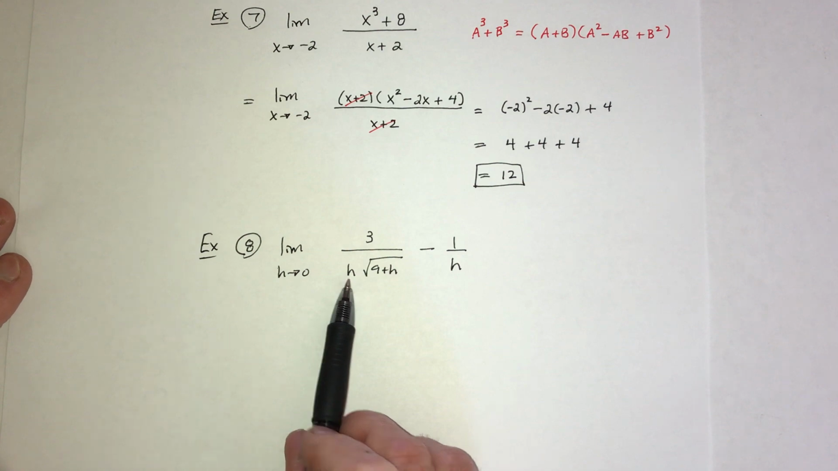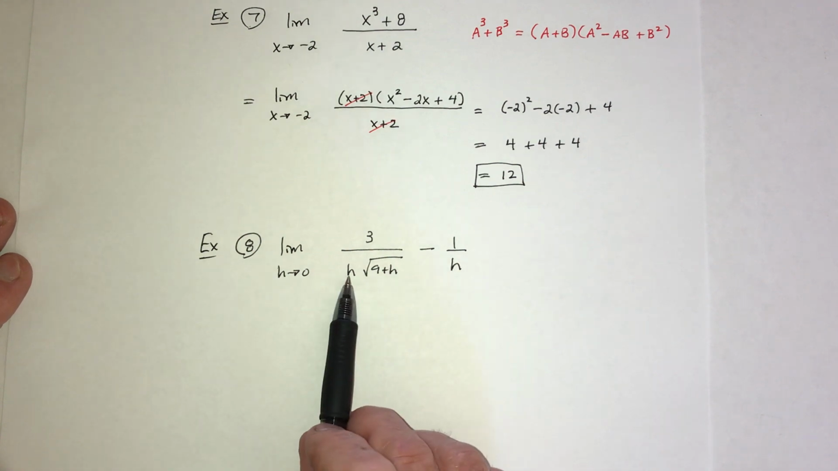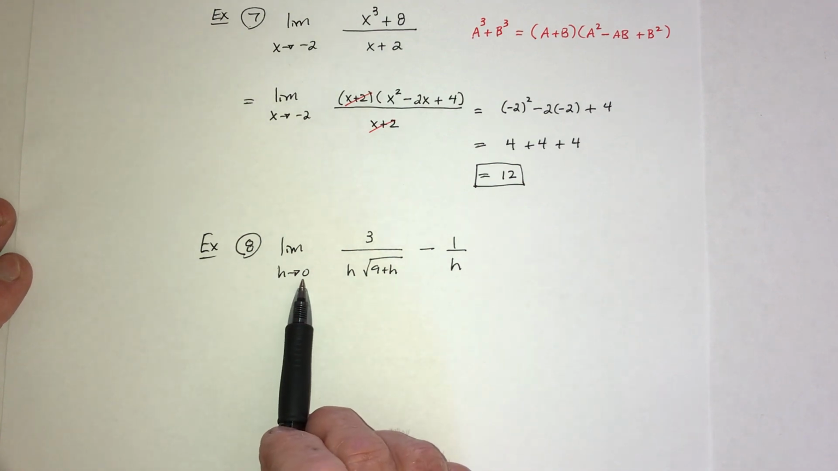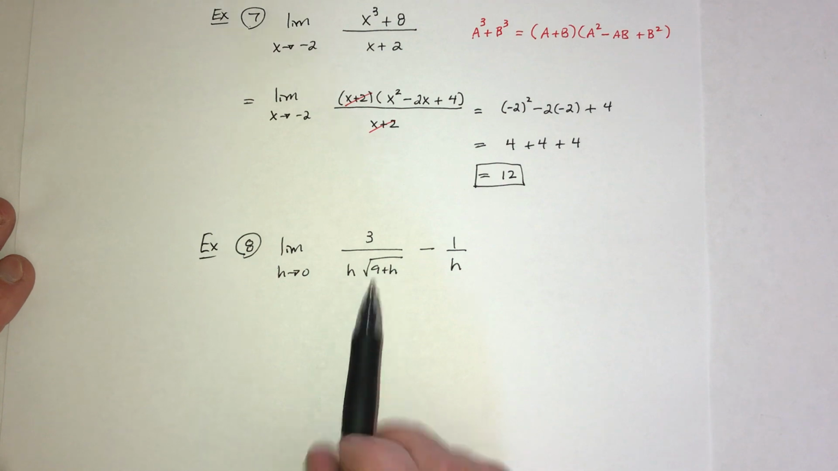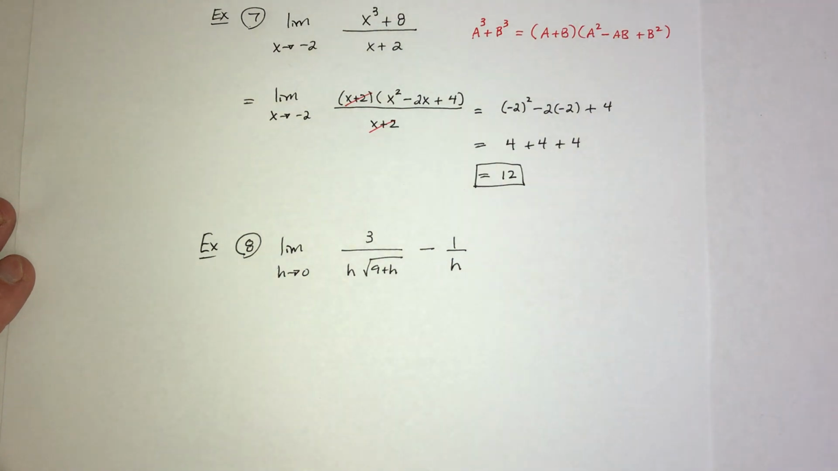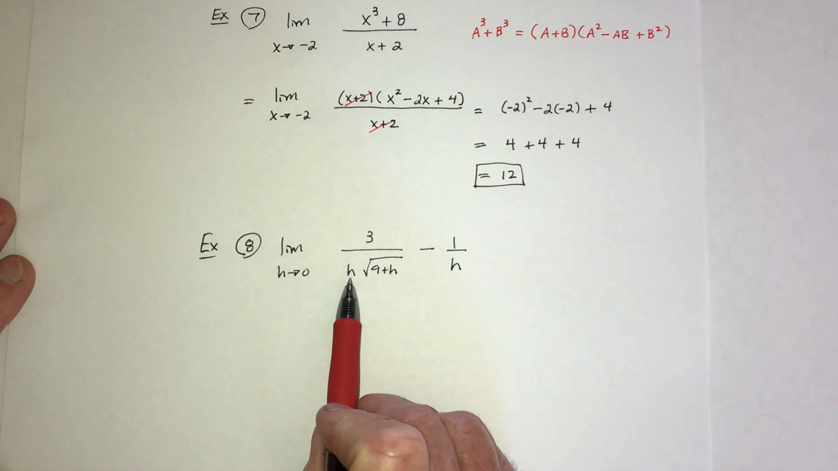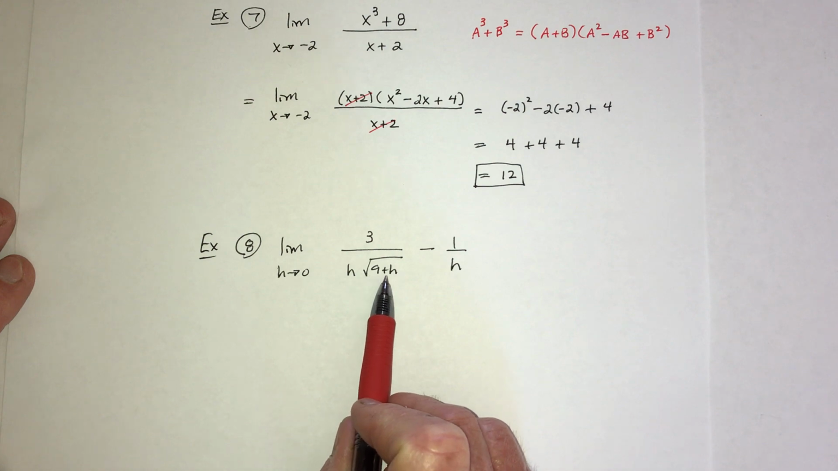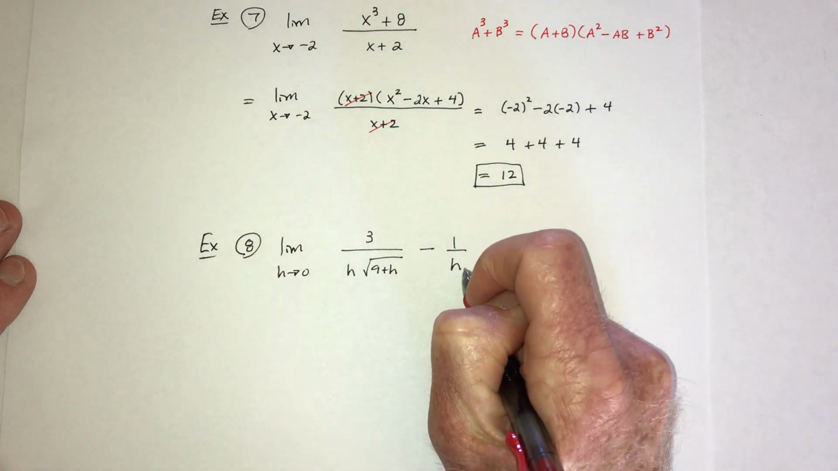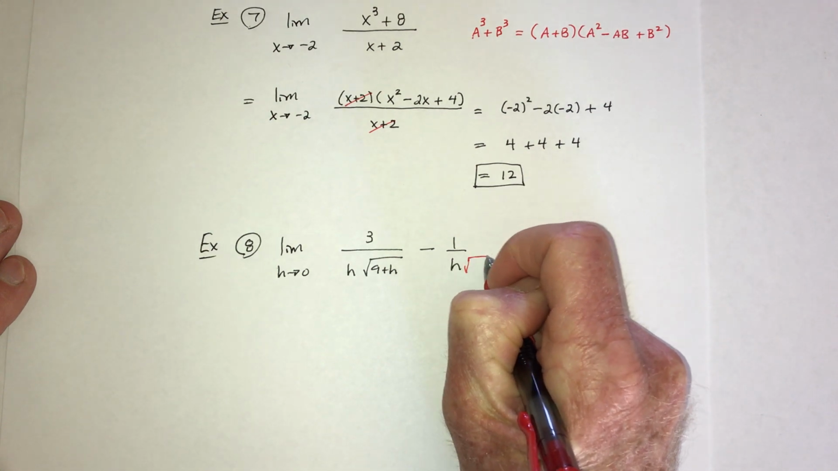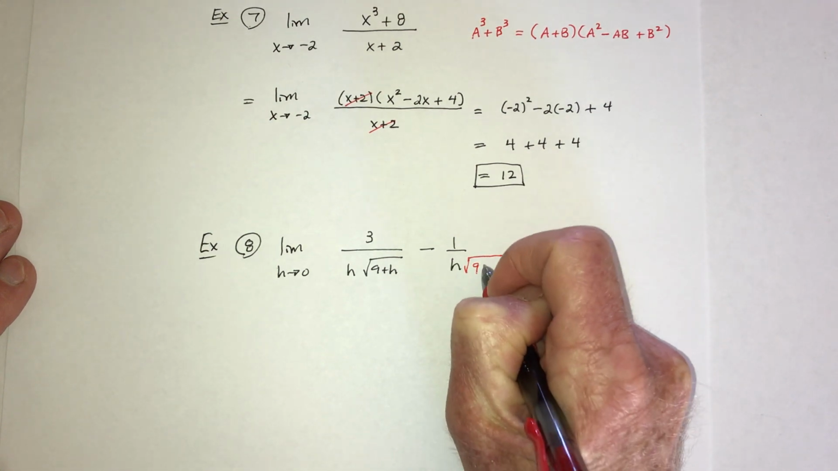So once again, each one of these is going to have division by 0 because of this. So we need to do algebra. Well, when you have two fractions, if you're going to add them or subtract them, you need a common denominator. The common denominator would be h times the square root of 9 plus h. This one is missing the square root of 9 plus h, so you need to multiply on the top and the bottom by the square root of 9 plus h.